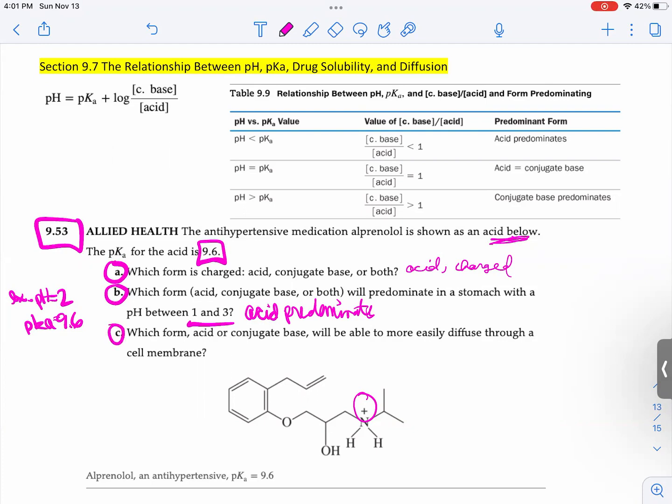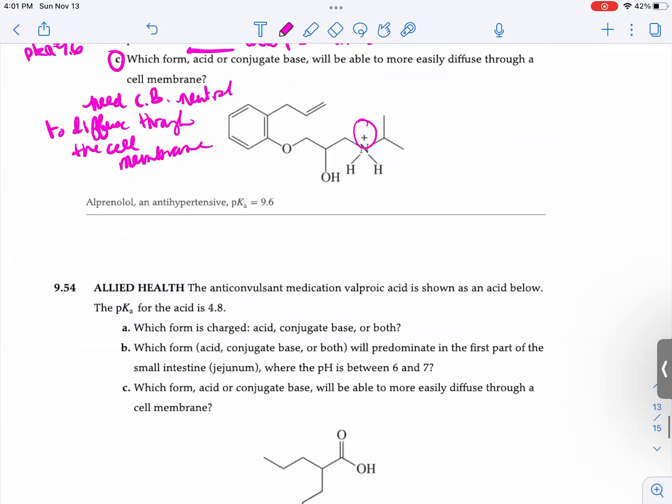Which form, acid or conjugate base, will be able to more easily diffuse through a cell membrane? Well, you need the conjugate base, which is neutral. That's going to be neutral to diffuse through the cell membrane. All right. So let's see what else we have here.